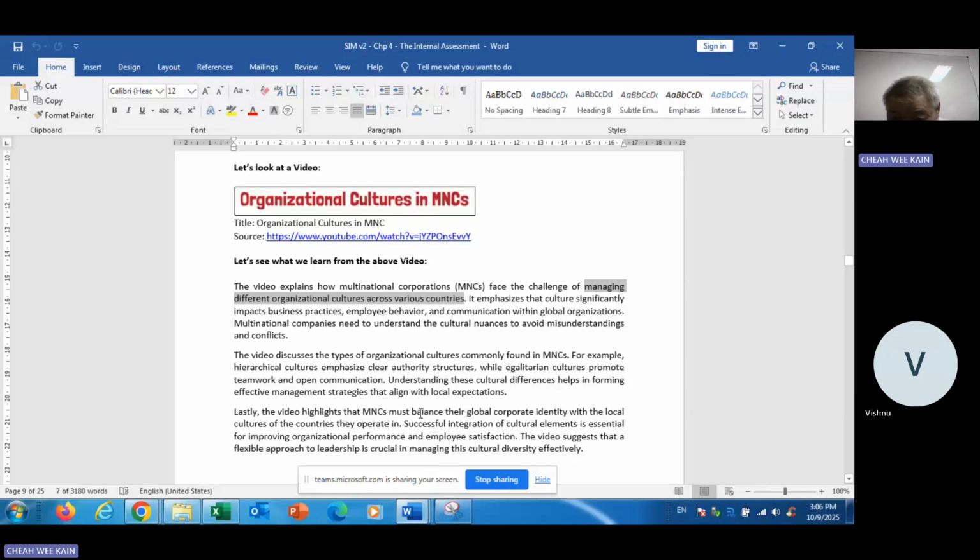Now, you must also balance your corporate identity with the local culture of the countries they operate in. Now, what does that mean? What is a global corporate identity? Okay, let's look at Starbucks. What is the corporate identity? Coffee. Very nice environment. Very expensive coffee beans are being imported. Okay, so that's a corporate identity.